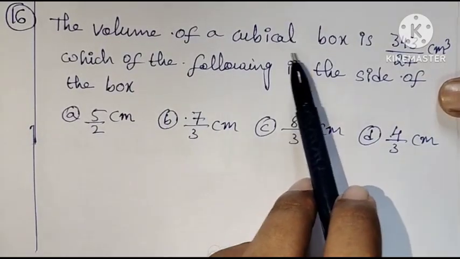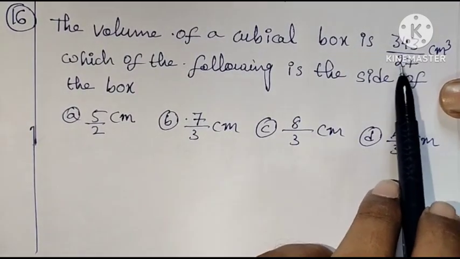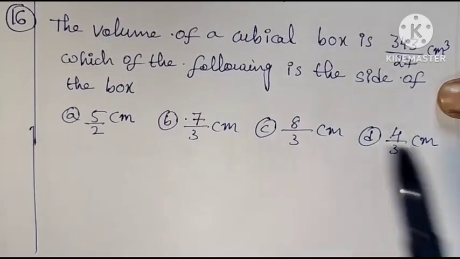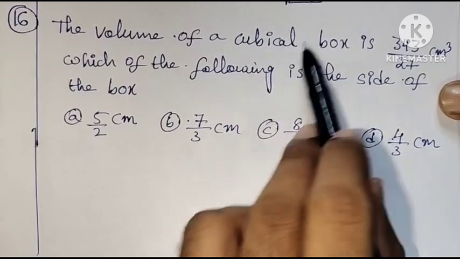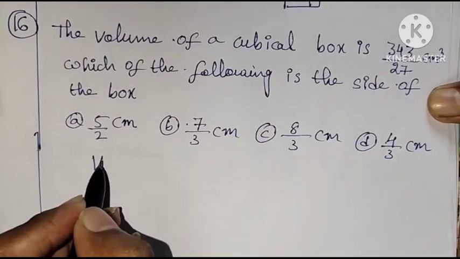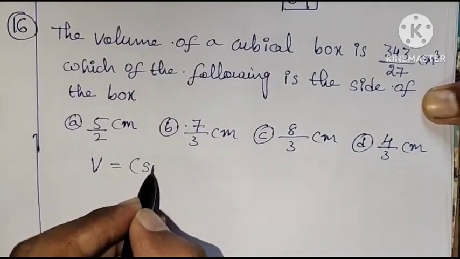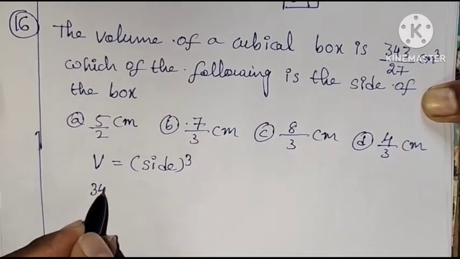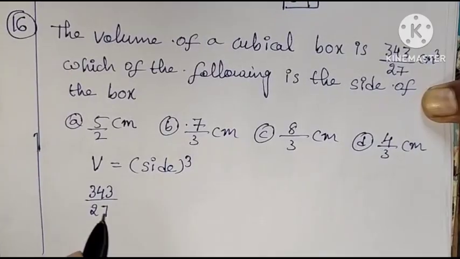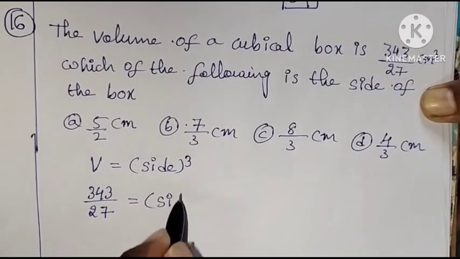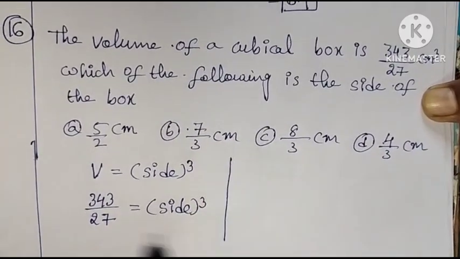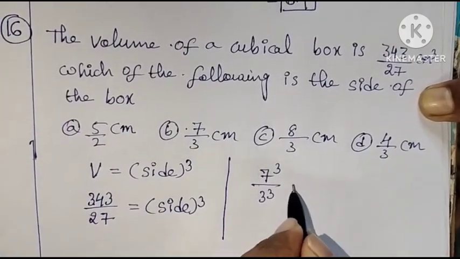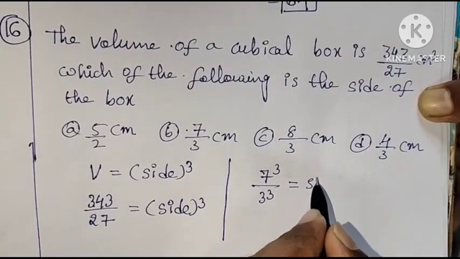The volume of a cubical box is 343 by 27 centimeter cube. Which of the following is the side of the box? Volume of cube formula: V is equal to side cube. Volume, how much have we been given? 343 by 27 is equal to side cube. 343 is which cube? 7 cube. And 27 is 3 cube, equal to side cube.